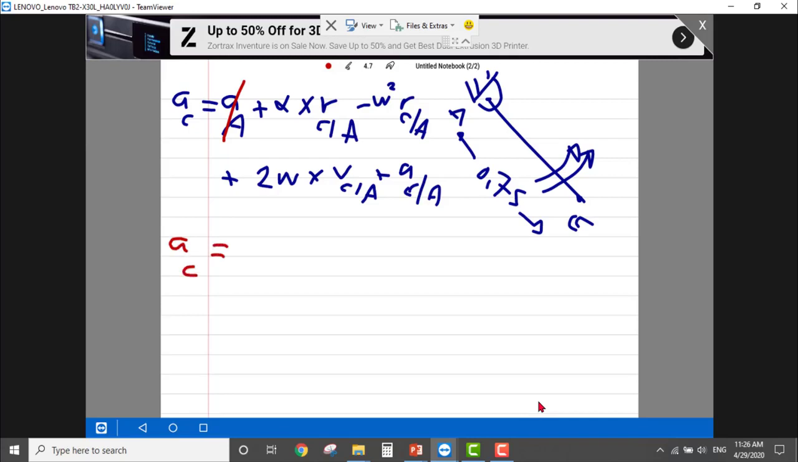This is equal to alpha for this length, which is given as 2 counterclockwise, so positive 2 in the k direction, cross product 0.75, which is very simple, in the positive I direction, minus omega squared. Omega is given again, which is 4, so 4 squared is 16 without direction, times 0.75 in the I direction.